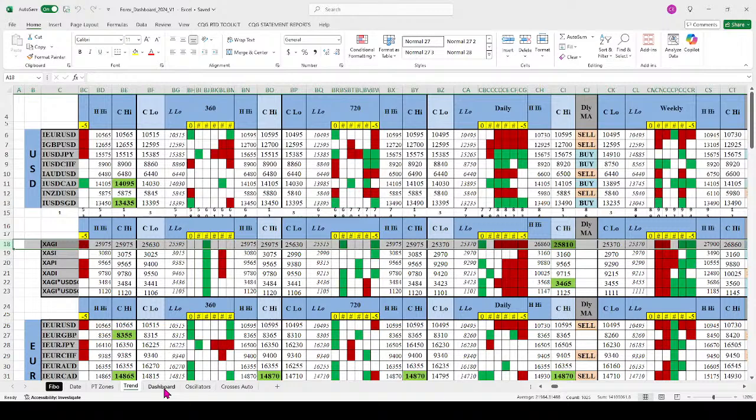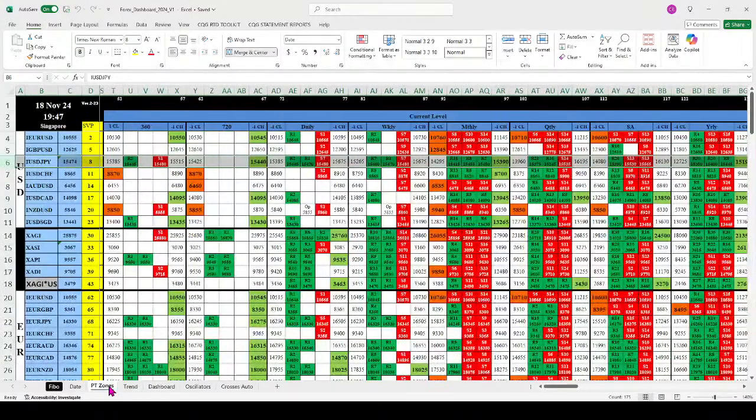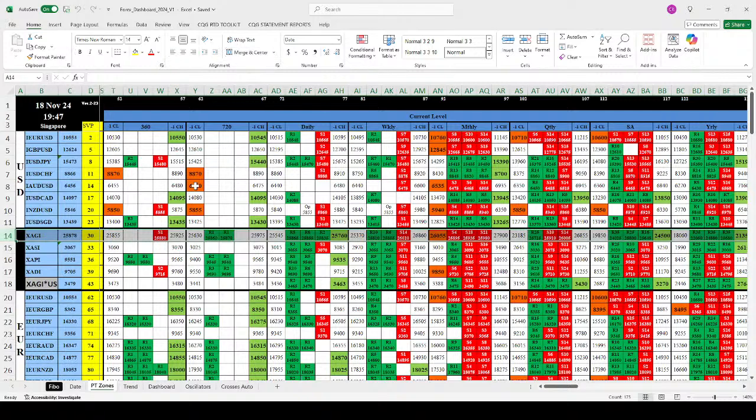Next, we use another tool. We call it PT zones, and this would tell you where the resistance and support are, for immediate support for you to go for a buy or sell. So in this scenario, if you see, your daily is up. Daily is up with three forces. We call it three forces.